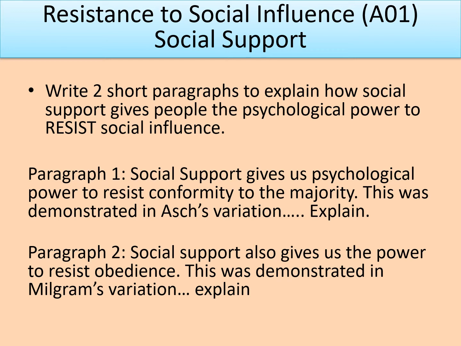The next paragraph, social support also gives us the power to resist obedience. This was demonstrated in Milgram's variation, and then explain about the two rebels study. And if you do those short paragraphs, each paragraph is worth 3 marks, and that is the beginning of a 12-marker essay. If it came up in the exam, that's exactly what you would need to write to get the full 6 marks. Of course, in the exam you might get a short answer question on this, so it's really good practice to do this.